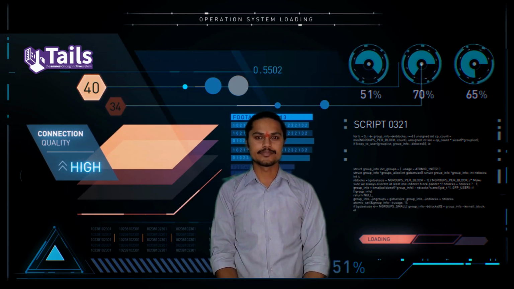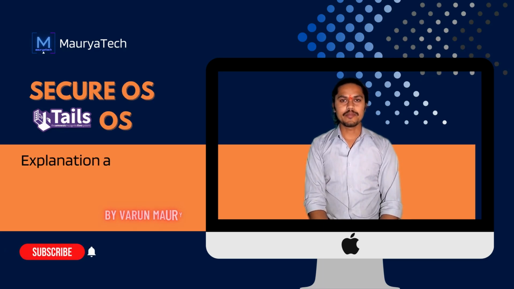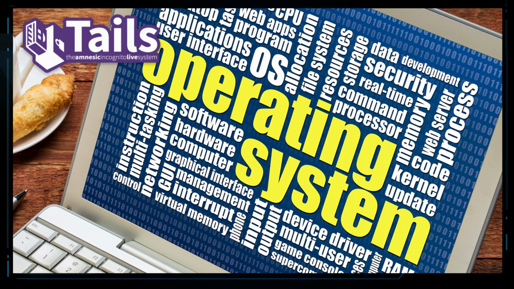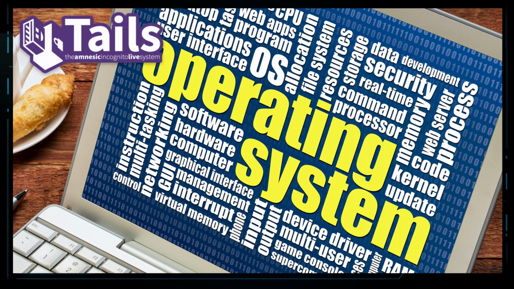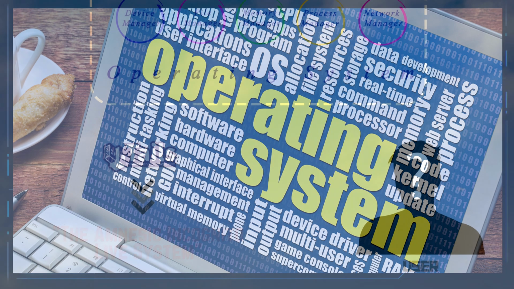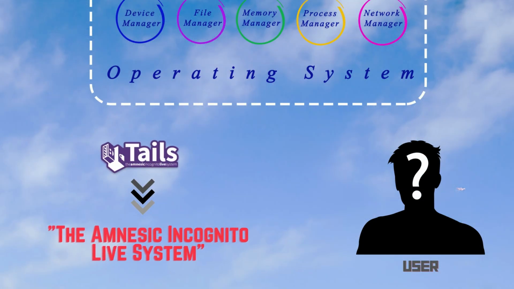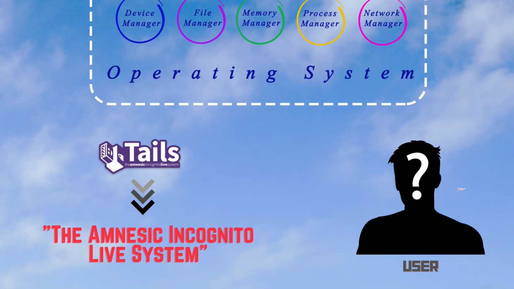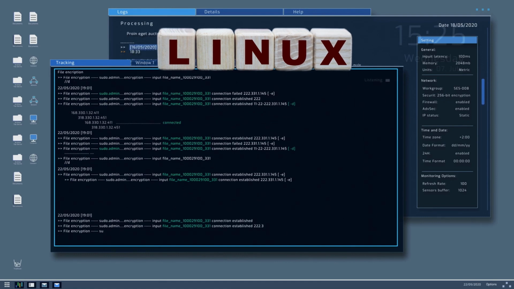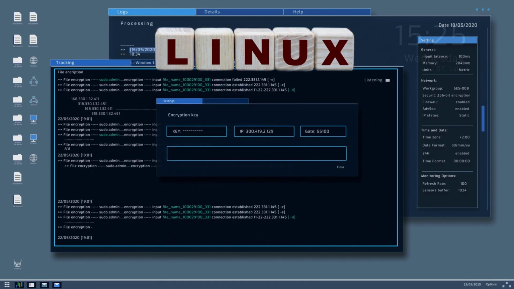So let's start. One of the best ways to become anonymous online is to use a secure operating system. So without further ado, let's dive into the details. The most secure operating system to become anonymous on the internet is Tails. Tails is an acronym for The Amnesic Incognito Live System. It is a Linux-based operating system that is designed to provide privacy and anonymity to its users.